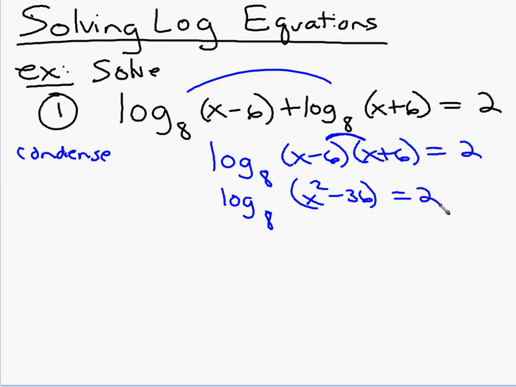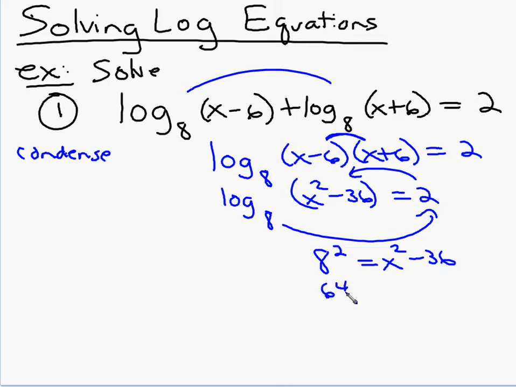And now we're just going to do the switcheroo. All right, so we're going to remember that 8 squared equals x squared minus 36. Now from this point on, we don't have to think about logarithms anymore, except for one little thing I'll tell you at the end, but it's pretty minor. Everything else is just algebra. So if I wanted to solve this thing, I have 64 equals x squared minus 36.